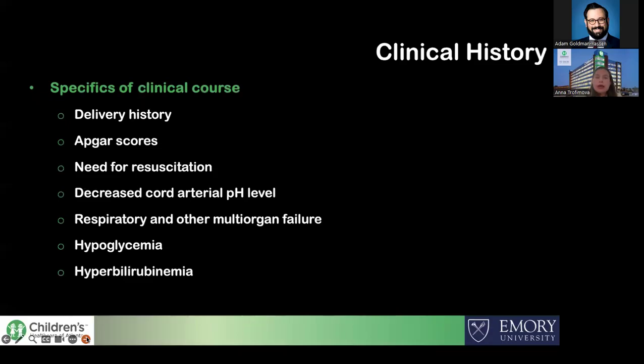It's also helpful to understand some specifics of the clinical course. For example, such details as delivery history and Apgar scores. Did the baby have a need for resuscitation? Was there decreased cord arterial pH level? Was there any respiratory or multi-organ failure? And other clinical findings such as hypoglycemia or hyperbilirubinemia.